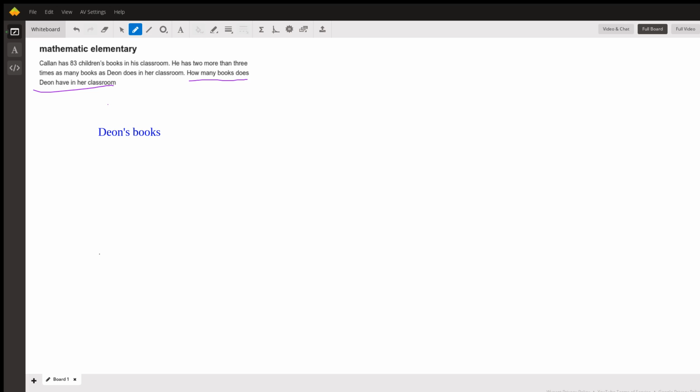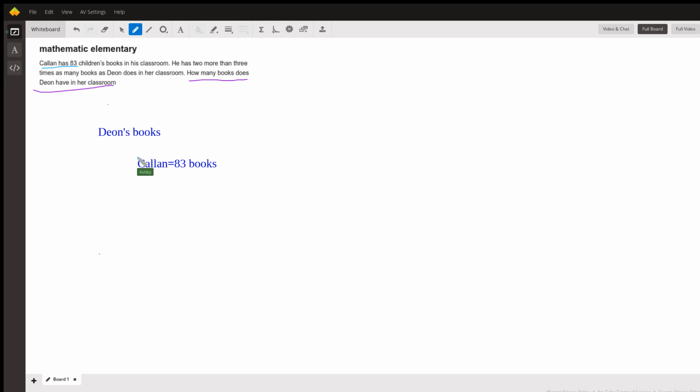Okay, now we need to go back and figure out what information the problem gives us. So if we look back at the question, it says Callan has 83 children's books in his classroom. So we know he has 83. So we're going to add that to the information we have down here. 83 books. All right, and then we've got to keep going. What other information did they give us?